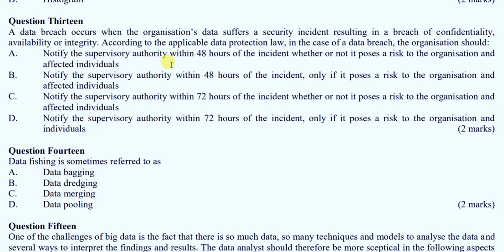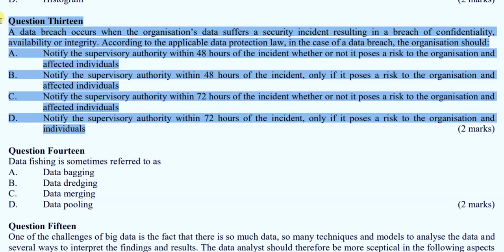A, notify the supervisory authority within 48 hours of the incident whether or not it poses a risk to the organization and affected individuals. B, notify the supervisory authority within 48 hours of the incident only if it poses a risk to the organization and affected individuals. C, notify the supervisory authority within 72 hours of the incident whether or not it poses a risk to the organization and affected individuals. D, notify the supervisory authority within 72 hours of the incident only if it poses a risk to the organization and individuals.